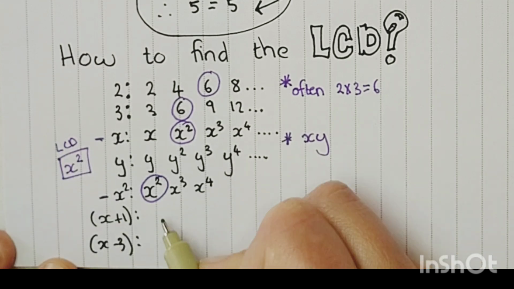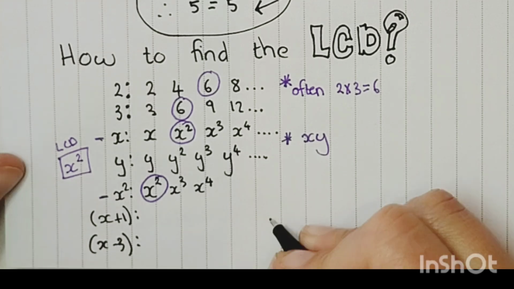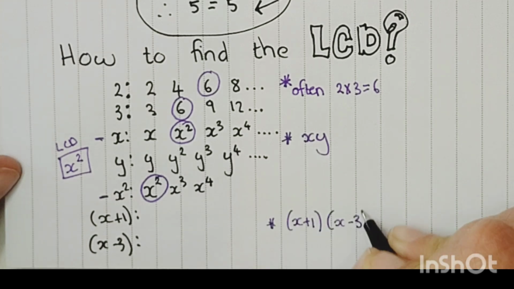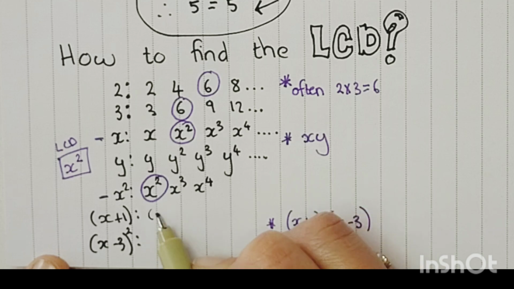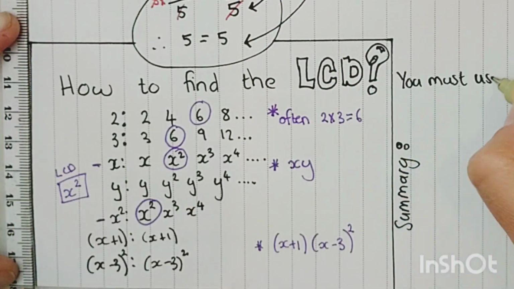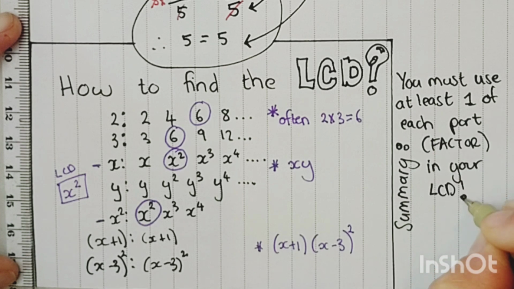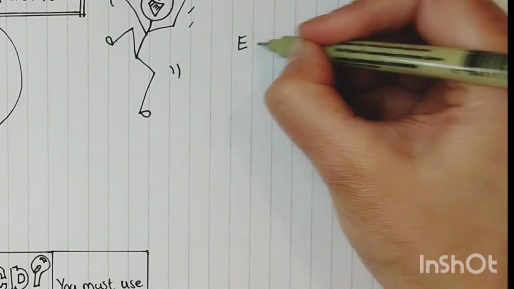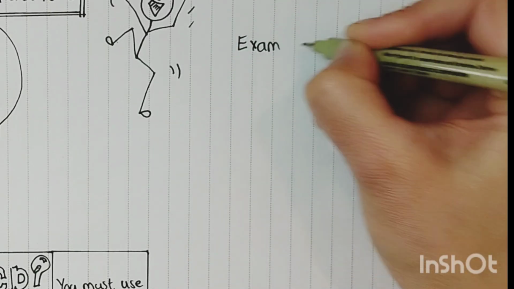Now, two different numbers like x plus 1 and x minus 3 work exactly the same way. You can just times them together. But again, if you have the squared, then make sure that you're using the squared in your LCD. So the summary is you must use at least one of each different number or different part factor in your LCD. And of course, if there's a squared or a power of 3, you must use that power as well. So let's have a look now at an example.